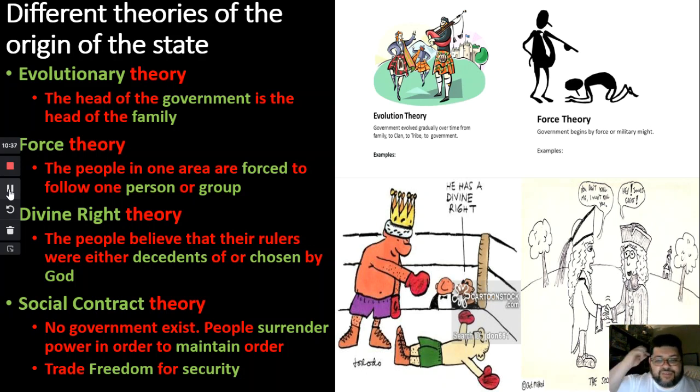The next one is, to me, one of the funniest ones. It's called the divine right theory. Basically, people believe that their king, queen, leader, whoever it may be, was chosen by or is related to God.